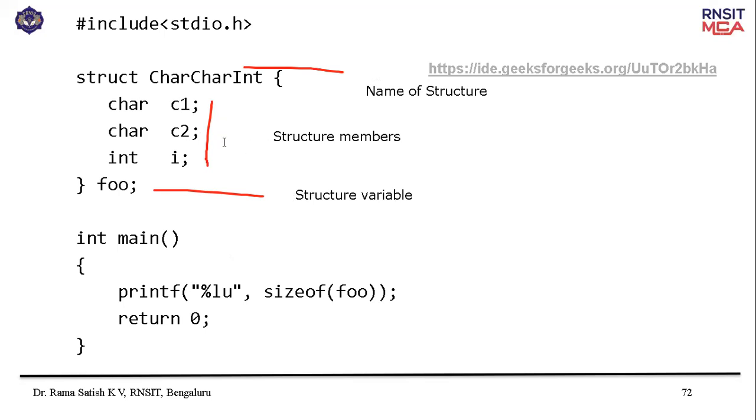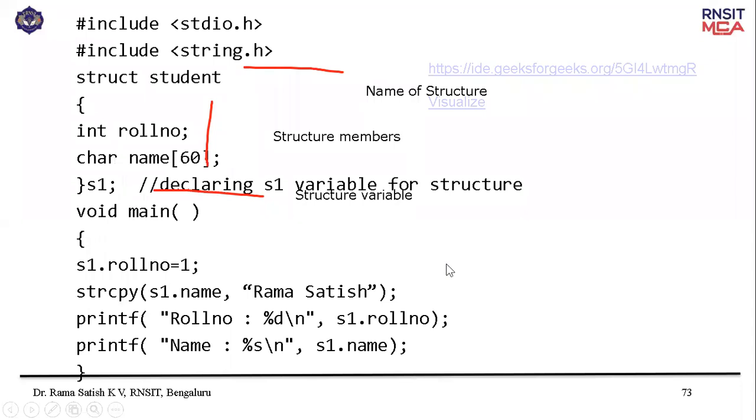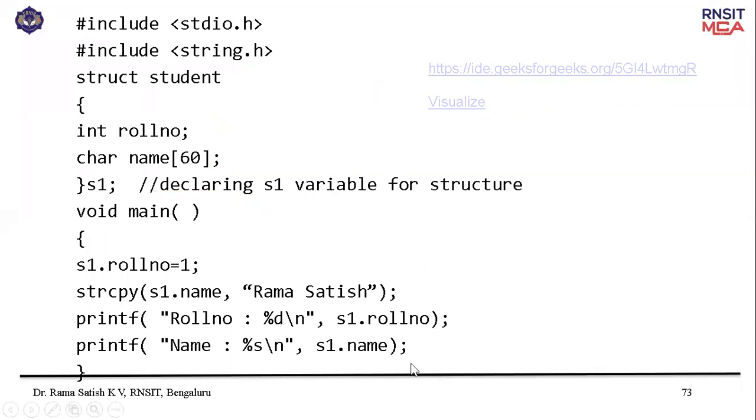And these members you can access only through a structure variable. So in the next example, we'll try to access the structure members, store some values into the structure members, and access them. So that we will do in the next example. Look at this. I just cleared the screen. Here the name of the structure is student. Student is the name of the structure, and it has 2 members: roll number and name.